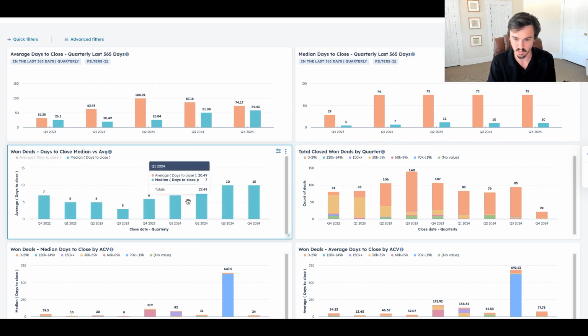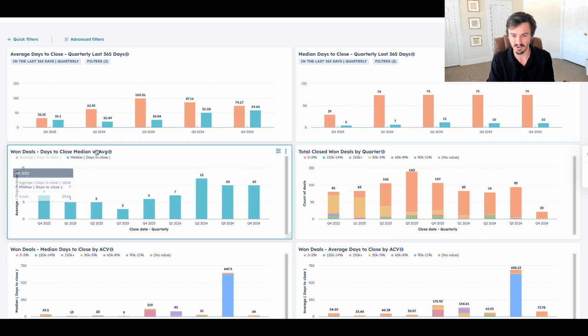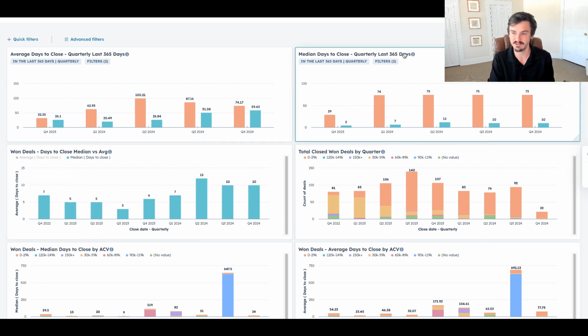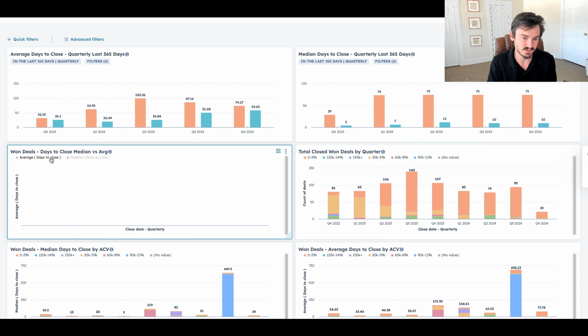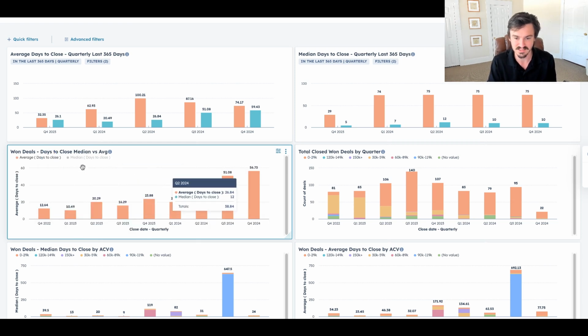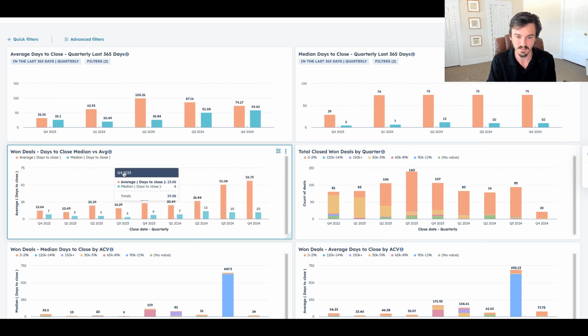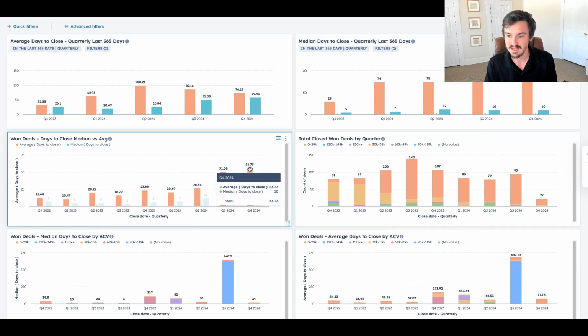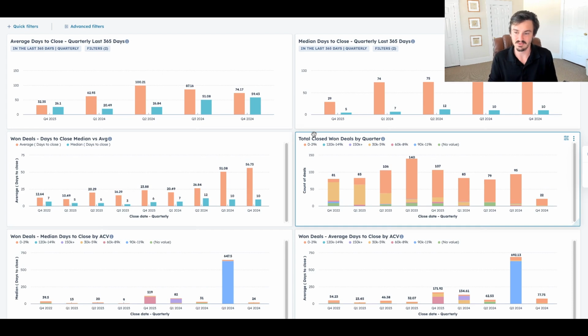We can just look at the one deals and see how these trends are over 720 days instead of the 365. And so that's the point of this chart. We just see this increasing value for both the median and the average, so we can look further into it. Now what we're going to look at is the total closed won deals by quarter, and we're going to break it out by the annual contract value here.